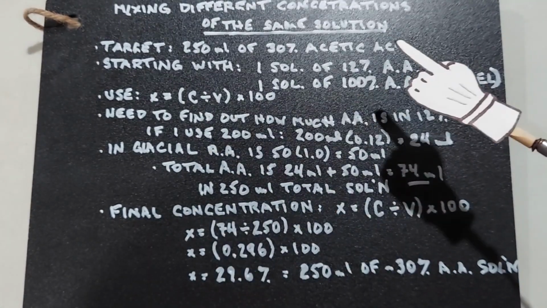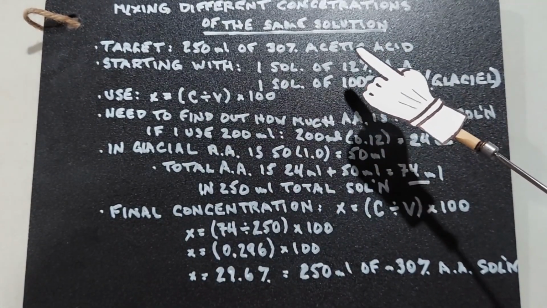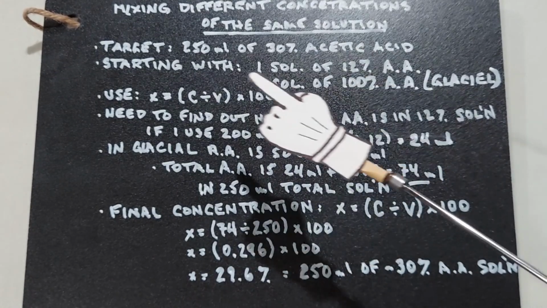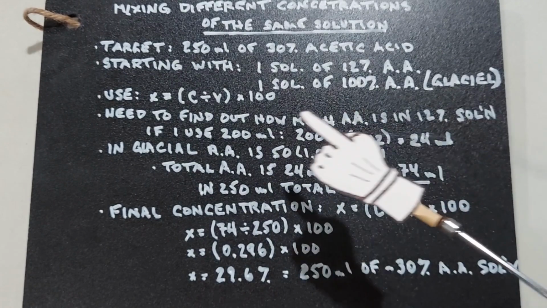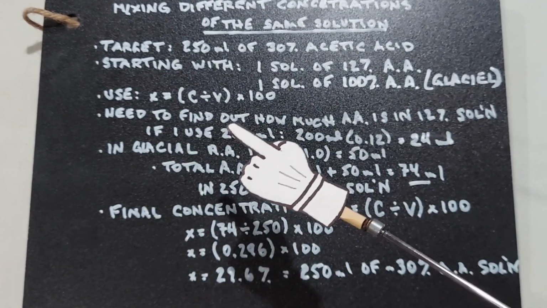Because I want to use mostly the 12%, I have quite a bit of it, and it's much cheaper than using this. We need to find out how much acetic acid is in the 12% solution if I use, say, 200 milliliters of it, which I'm going to use.